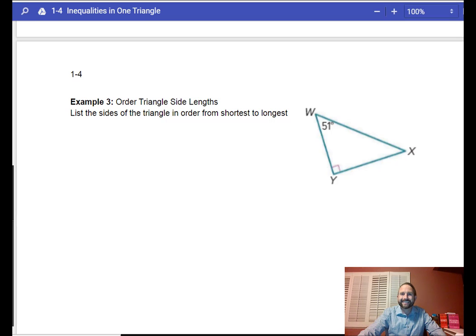Example 3. This is our last one right here. So example 3 is, order the triangle side lengths. List the sides of the triangle in order from shortest to longest. Well, the first thing that I see here is I don't know what the angles are, but I do. Now, I know the triangle angle sum theorem states that they add up to 180. So I know that angle Y plus angle W plus angle X will equal 180.